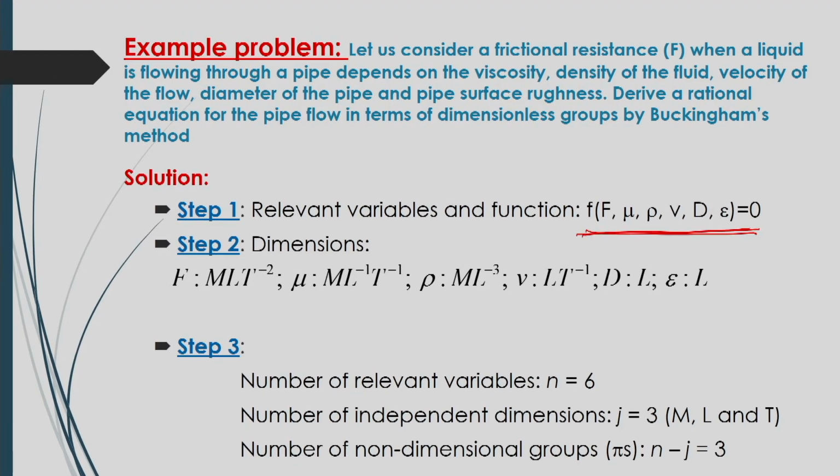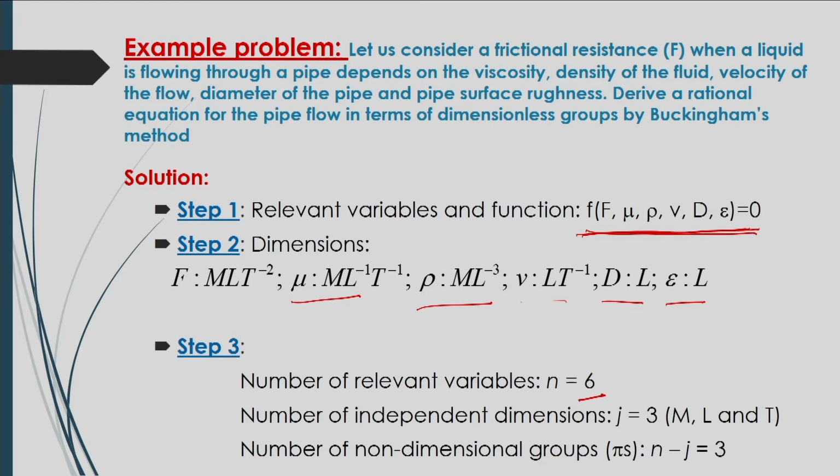And then you have to note down the dimensions of each variable here. What is the dimension of f, of mu, of rho, of v, of d, and then epsilon also. In this way, note down the dimensions for all variables. Now, in this case the number of relevant variables is 6, that is n is equal to 6.